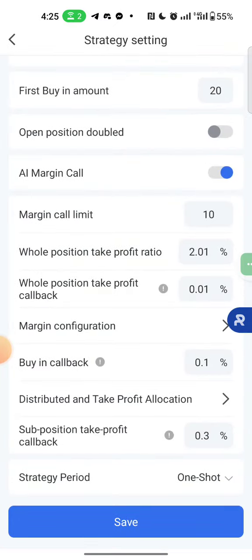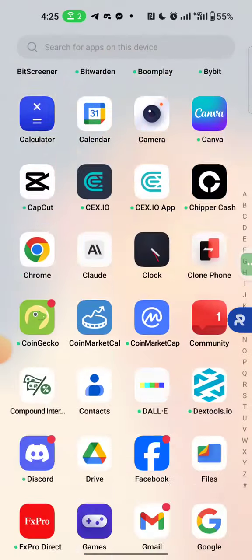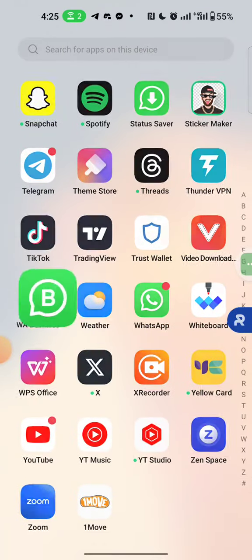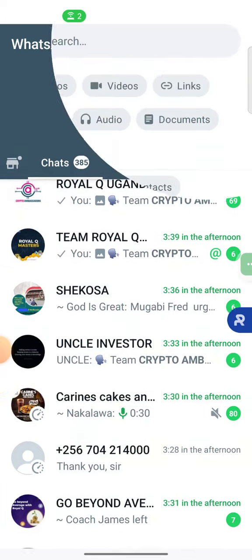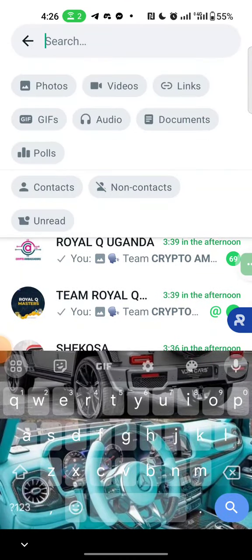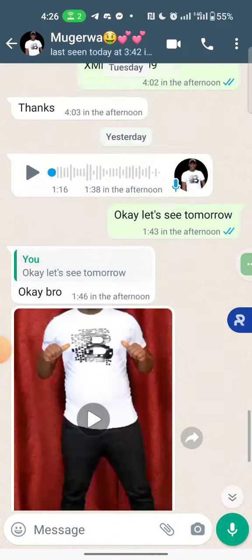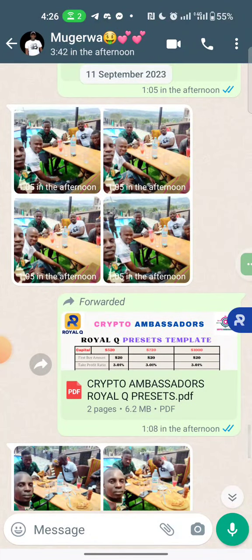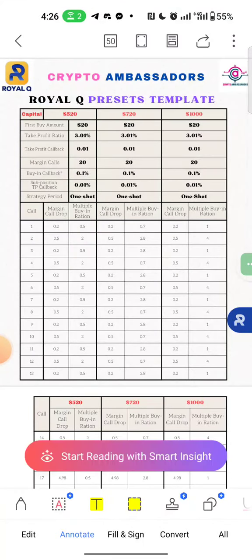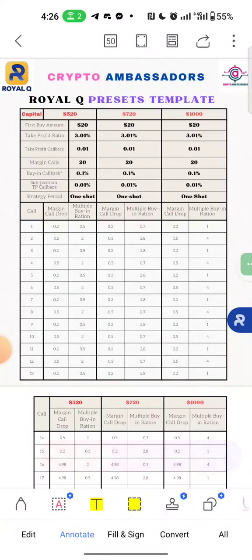Now, for the people who have $500, we have come up with a strategy that we believe you could use. If you have $500 and above, we have come up with a strategy, and it is located on all our platforms. And this strategy looks at a 30% drop. We have come up with 520, 720, and $1,000.